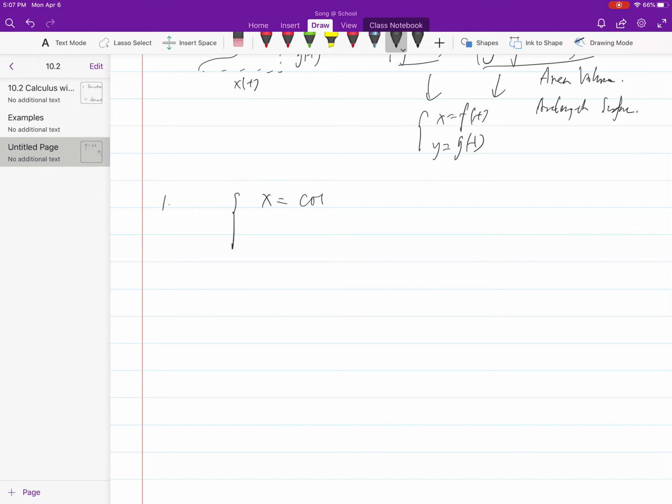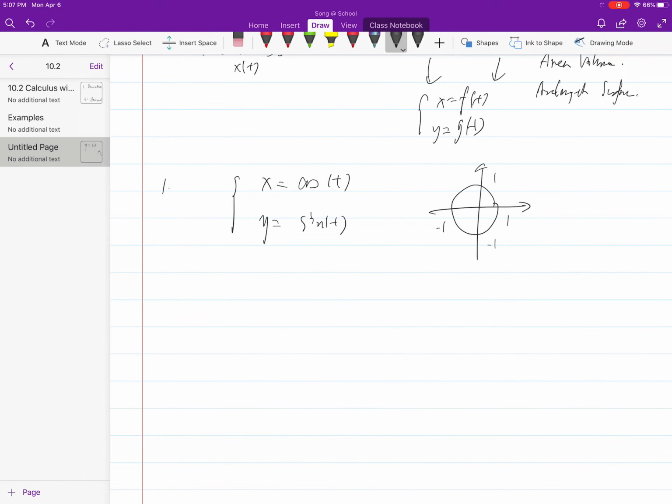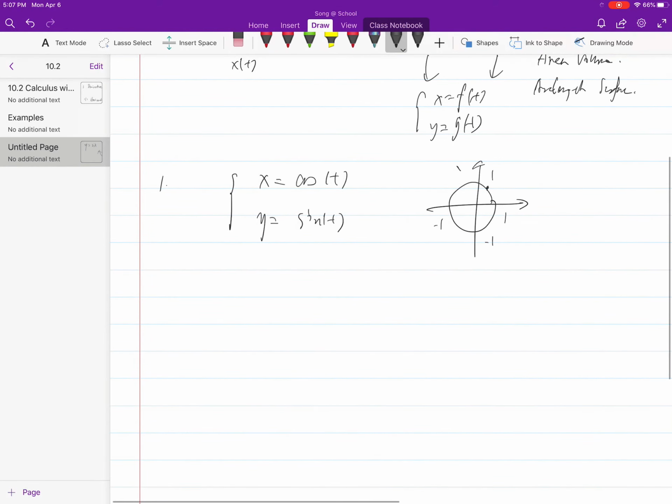Let's talk about, for example, some example like this. x equals cosine t, and y equals sine t. As far as we know, this represents a circle. In this case, it's a unit circle because we don't have centers here, which are 0 and 0, so it's centered at the origin, and r here, which we basically pick to be 1 for simplicity.